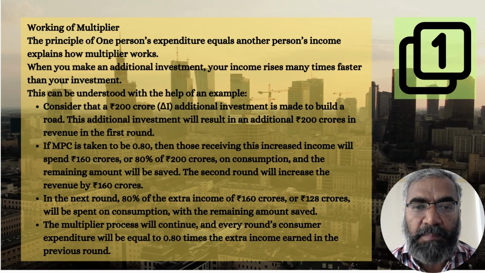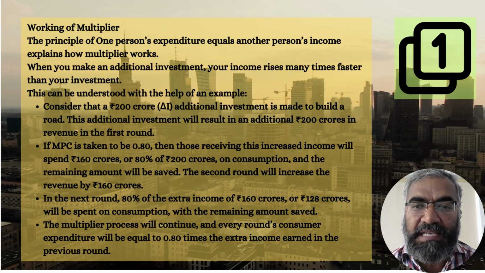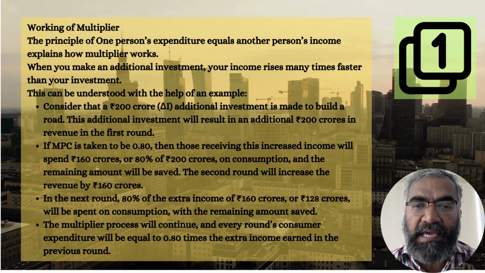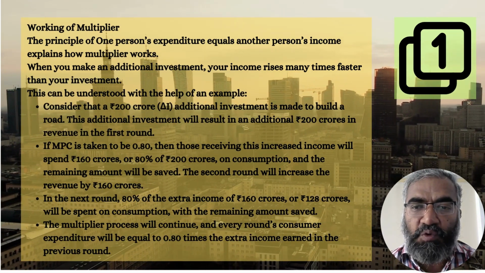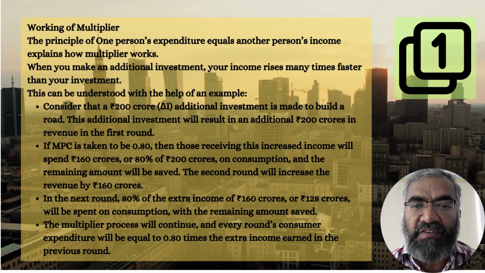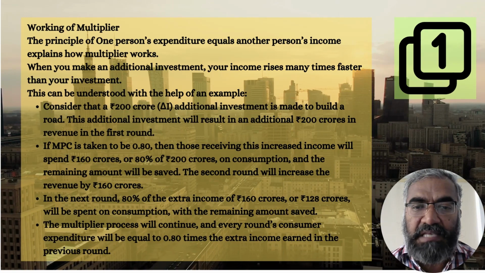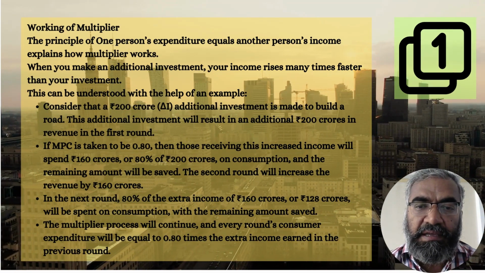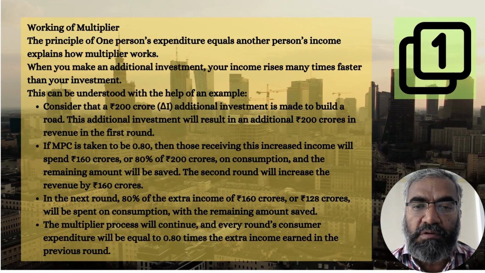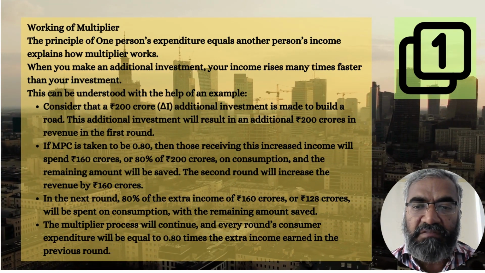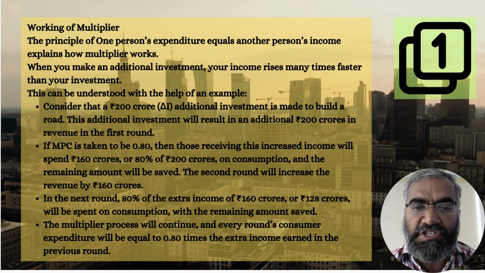Working of a multiplier. The principle of one person's expenditure equals another person's income explains how the multiplier works. When you make an additional investment, your income rises many times faster than your investment. This can be understood with the help of an example. Consider a rupees 200 crore delta I additional investment is made to build a road. This additional investment will result in an additional rupees 200 crores in revenue in the first round.